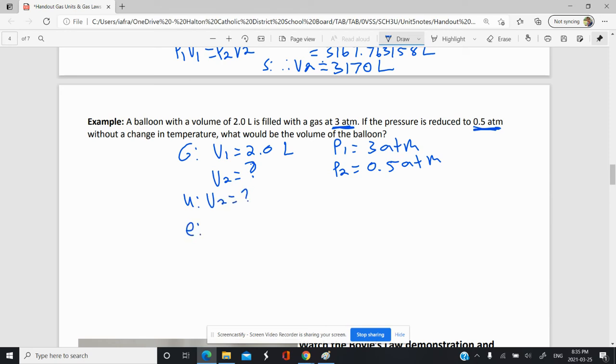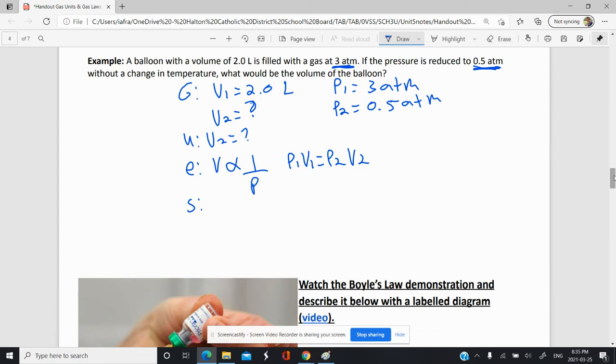And the equation we're going to use, we know that it relates to Boyle's law because it's an equation where the volume is proportional to 1 over P, or in other words, it's going to be inversely proportional to the pressure. So our equation is going to be that P1 V1 is equal to P2 V2. And so we can go ahead and substitute and then solve for our V2. So we have 3 atm times 2.0 liters is equal to 0.5 atm times V2. And so we can simply solve for V2.